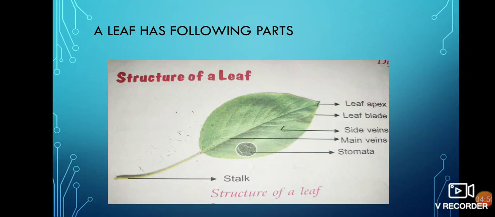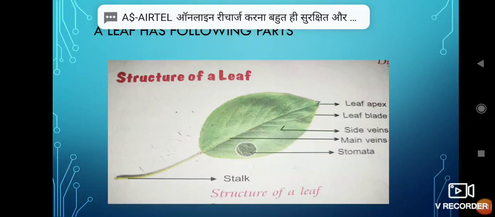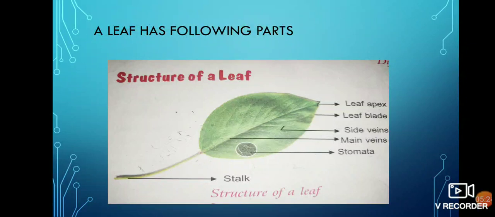From this main vein, many branches of veins arise. This main vein is branched and goes inside the body of the whole leaf. So these are called side veins. What you can say is that side veins arise from main veins.